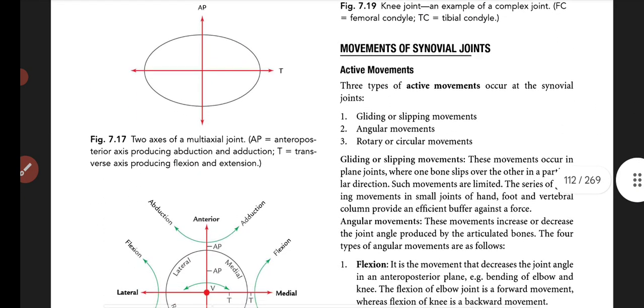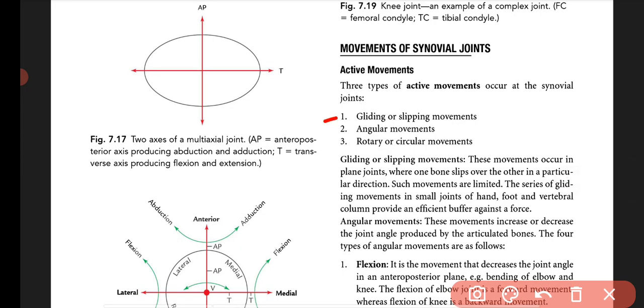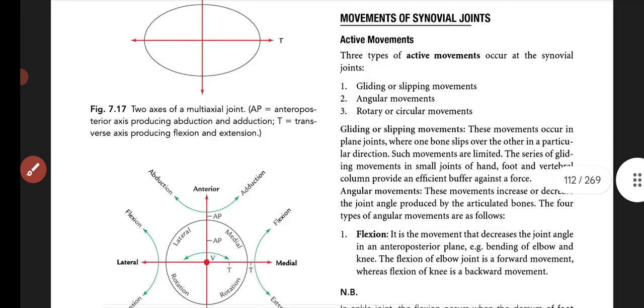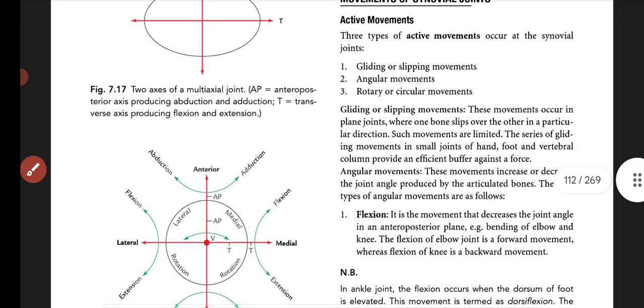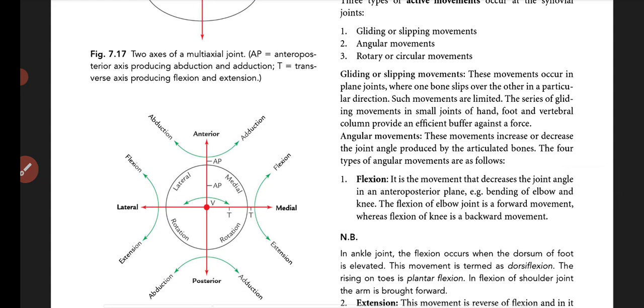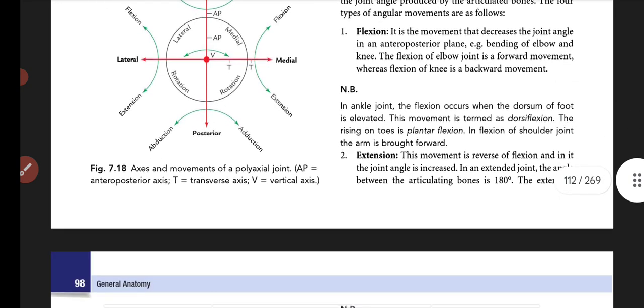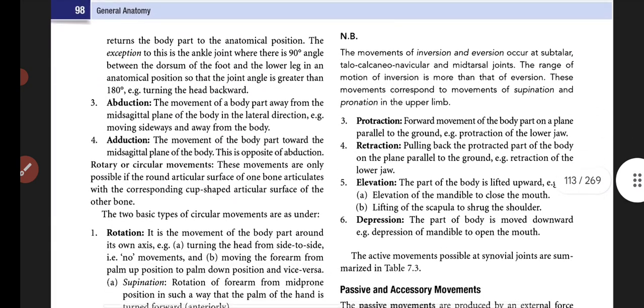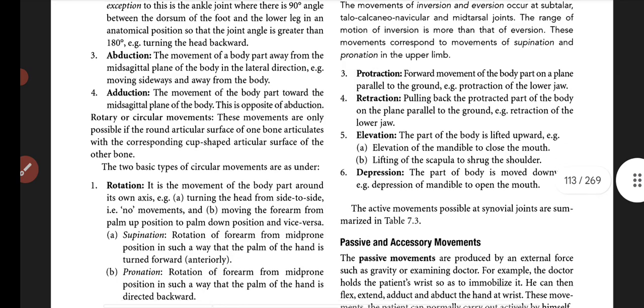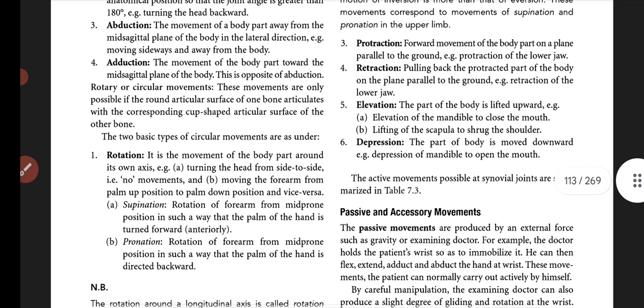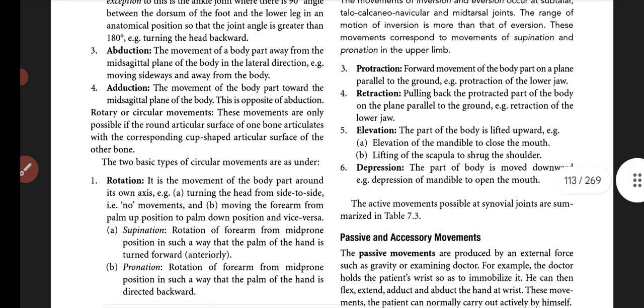Here are the movements of the synovial joint: gliding movement, angular movement, and rotatory movement. Gliding movement is slipping movement, and the angular movements are flexion, extension, abduction, adduction, and the 2 basic circular motions are rotation, supination, and pronation.